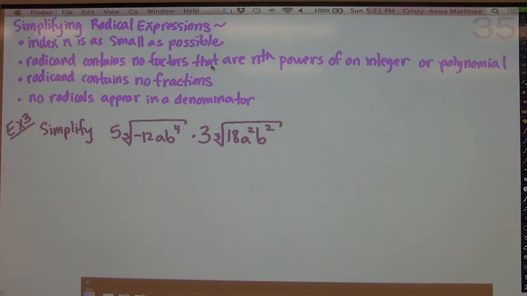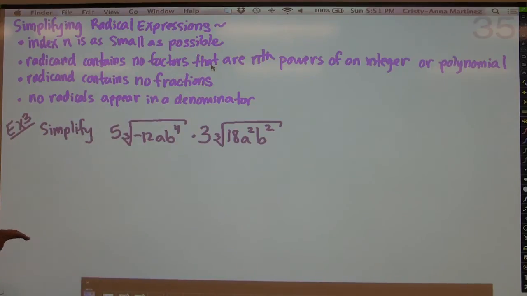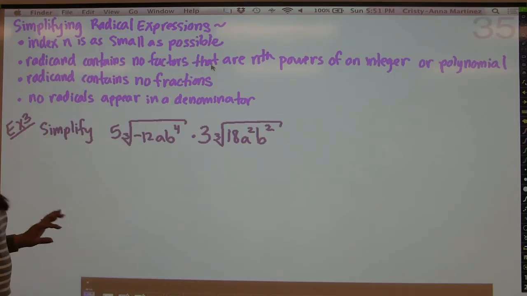And so I just want to remind you here that when you simplify radical expressions, there's a couple of things you want to keep in mind. How do you know that you're fully done simplifying? Obviously the index n is as small as possible. That's not really hard to do. The radicand, which again is the inside, contains no factors that are nth powers of an integer or a polynomial. So basically it has to be fully factored. No perfect squares should be factors at the bottom.